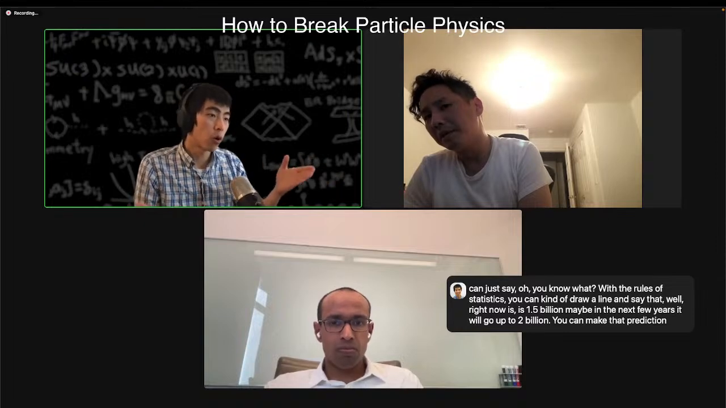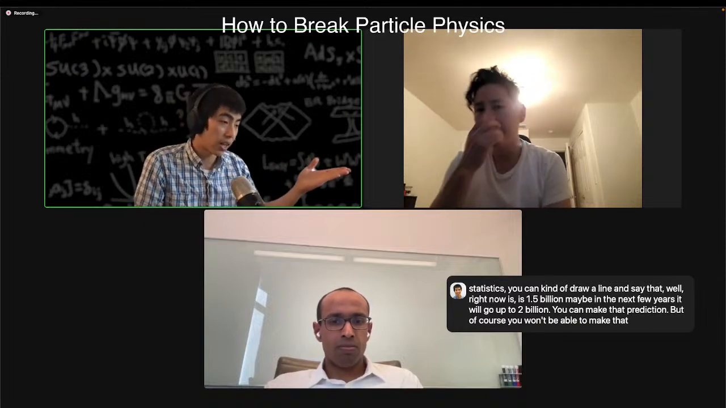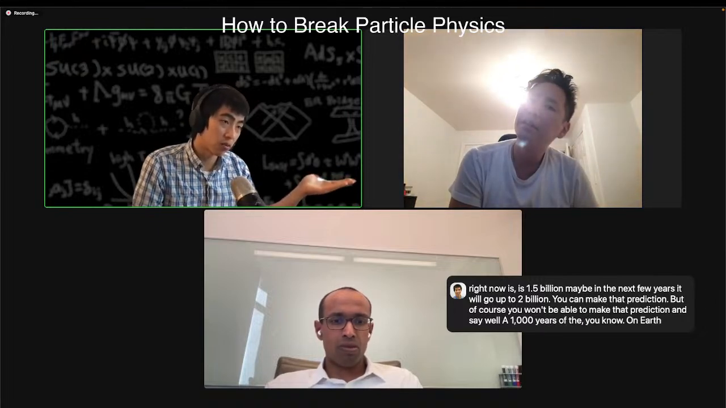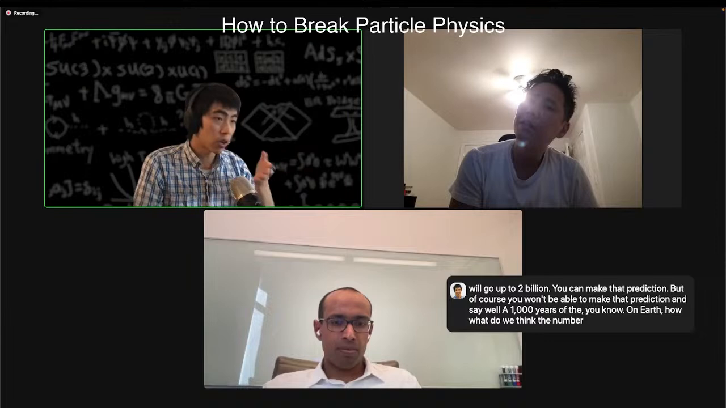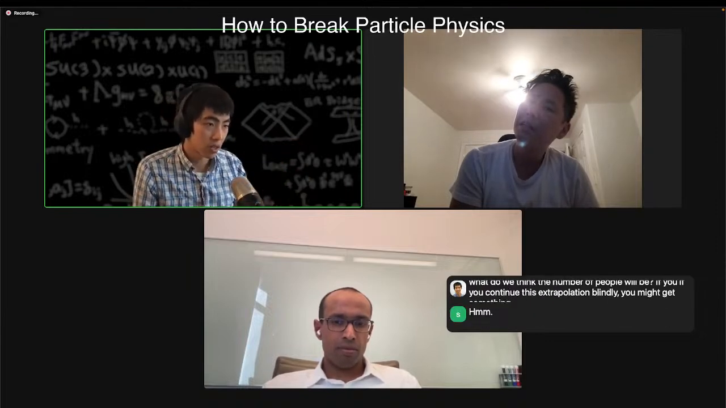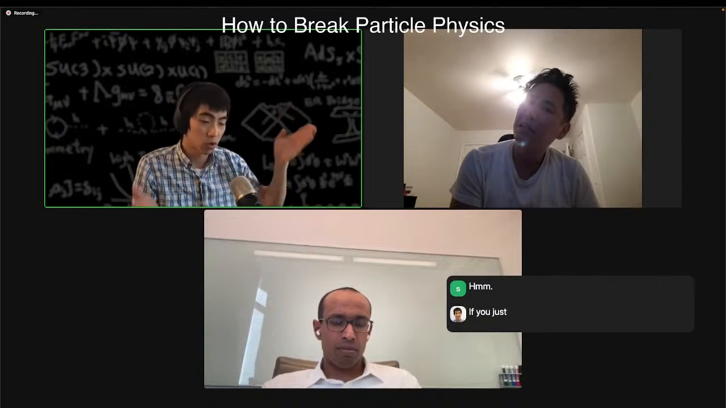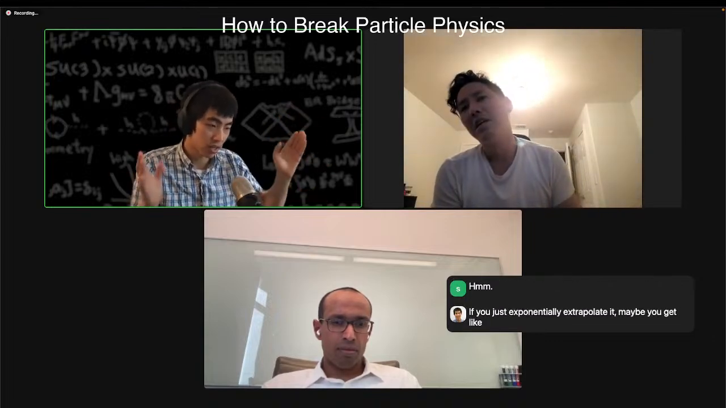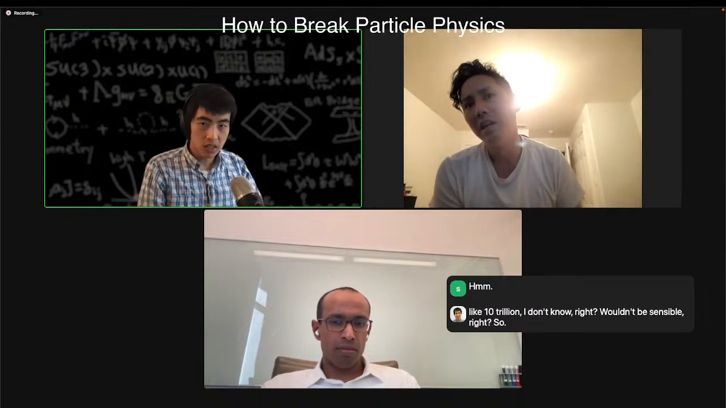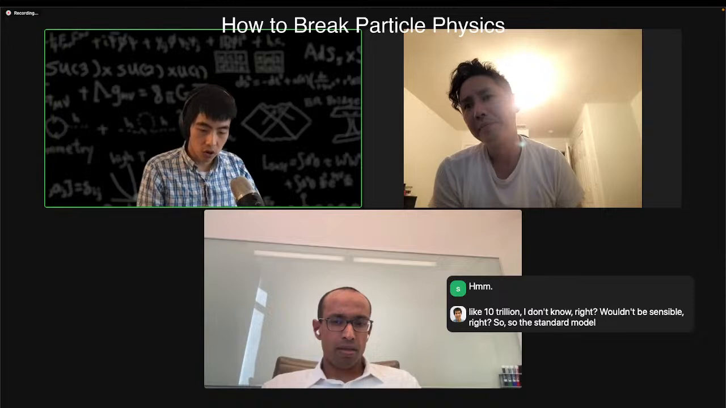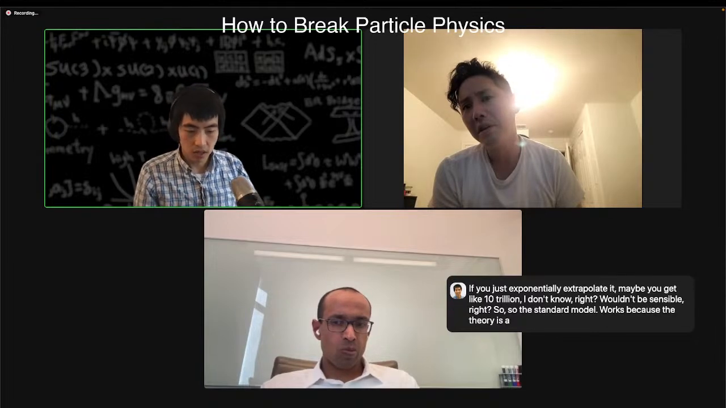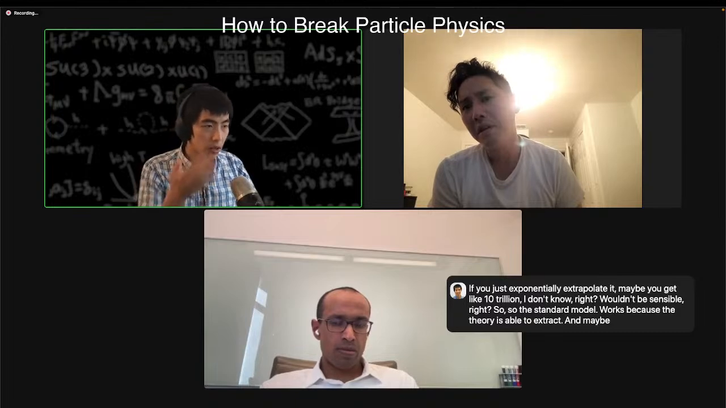But of course, you won't be able to make that prediction for 1,000 years on Earth. What do we think the number of people will be? If you continue this extrapolation blindly, you might get something nonsensical. If you just exponentially extrapolate it, maybe you'll get 10 trillion. I don't know, right? It wouldn't make sense.